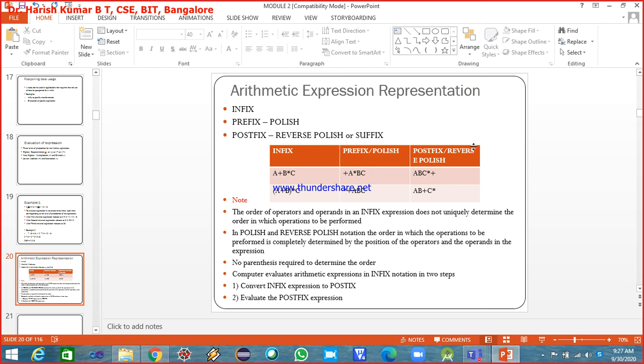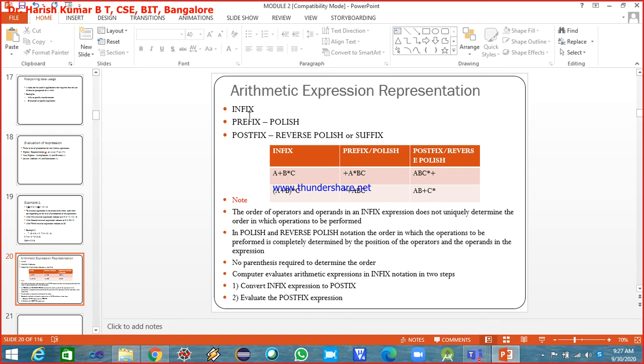And similarly, there are two other ways of representing the arithmetic expression. One is prefix expression and another one is postfix expression. Prefix is also called Polish, and postfix expression is also called reverse Polish or suffix. We don't use the terms Polish and suffix; we more frequently use prefix expression and postfix expression. These are the three terms we'll be using more frequently, and you should still remember they are also called like this. Okay, infix, prefix and postfix.